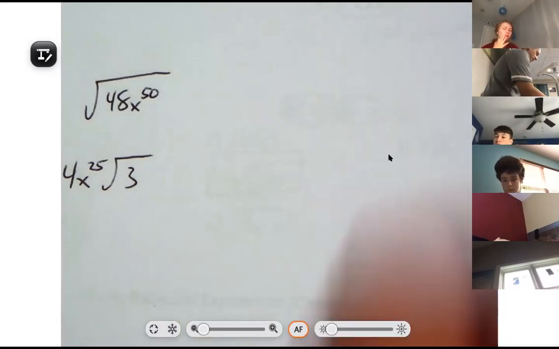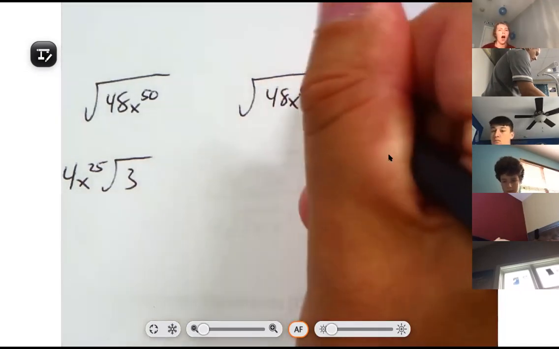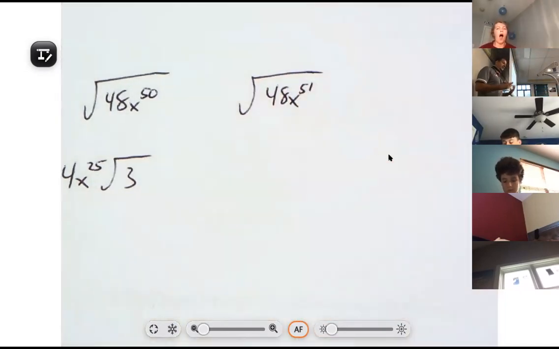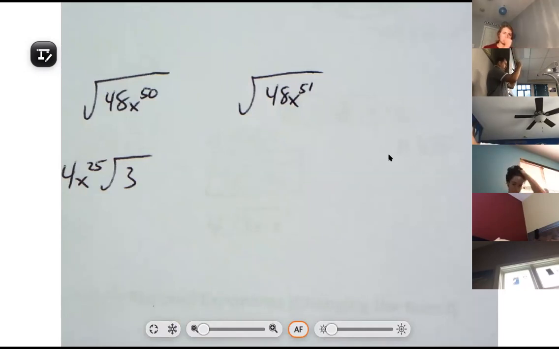What if I did the 51st? What if I said, okay, let's do x to the 51st? You divide 51 by 2 and then take the remainder and use it inside. Yeah, however you need to think through it, go ahead. I would drop it down to the nearest even number, like 50, and take half of those out, and you're gonna have one left on the inside.